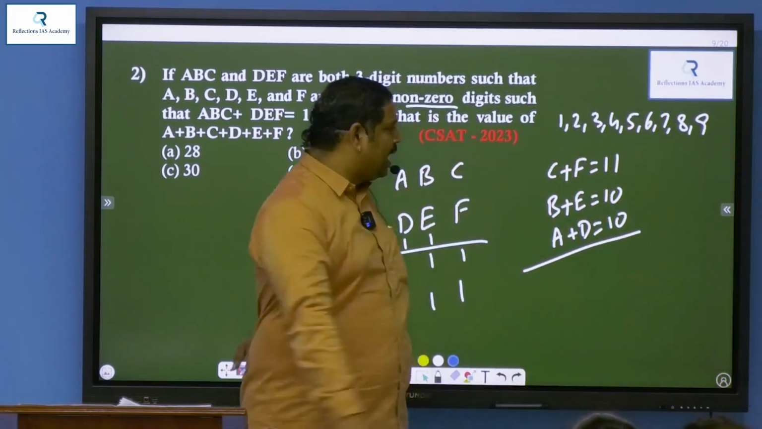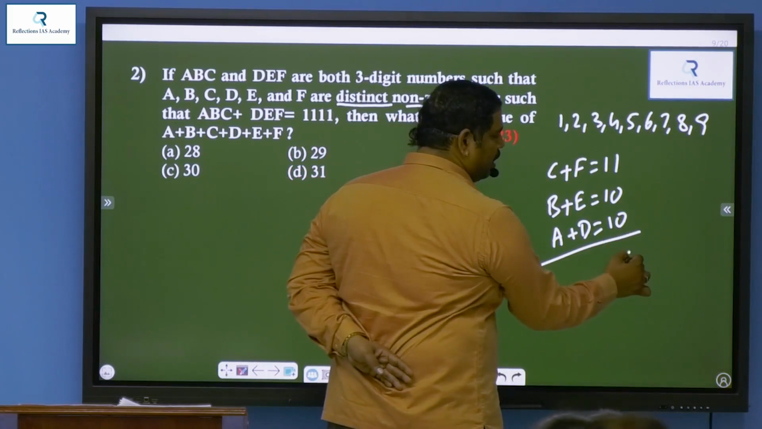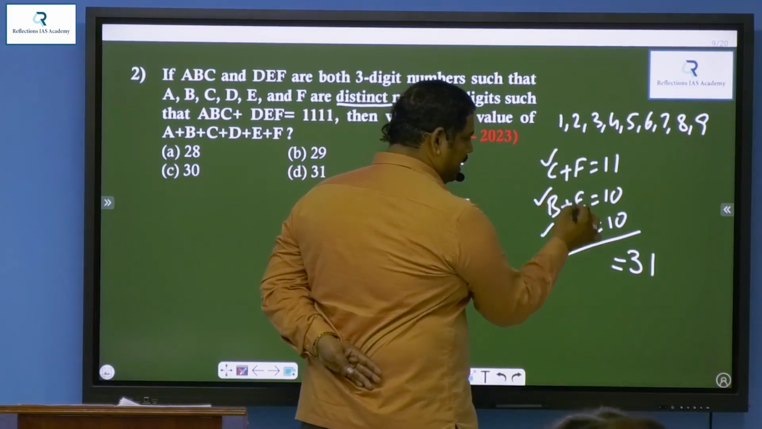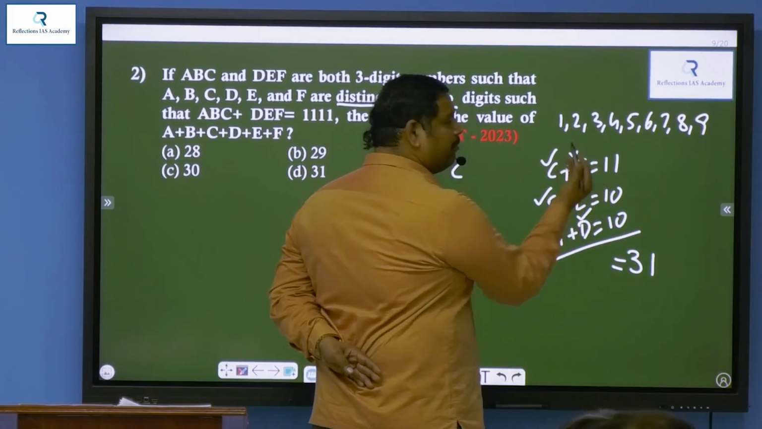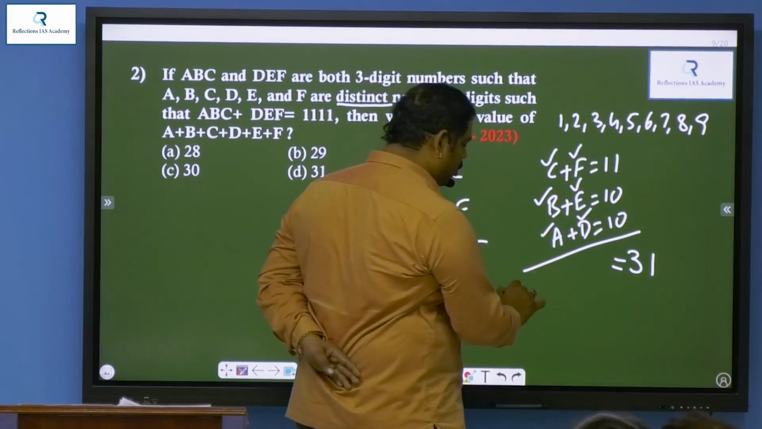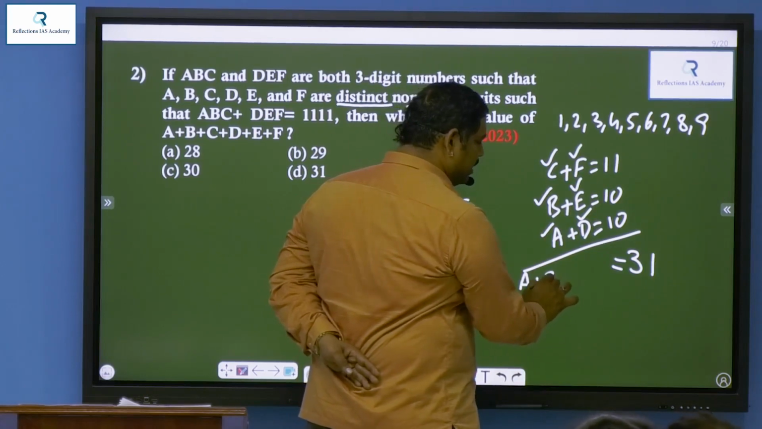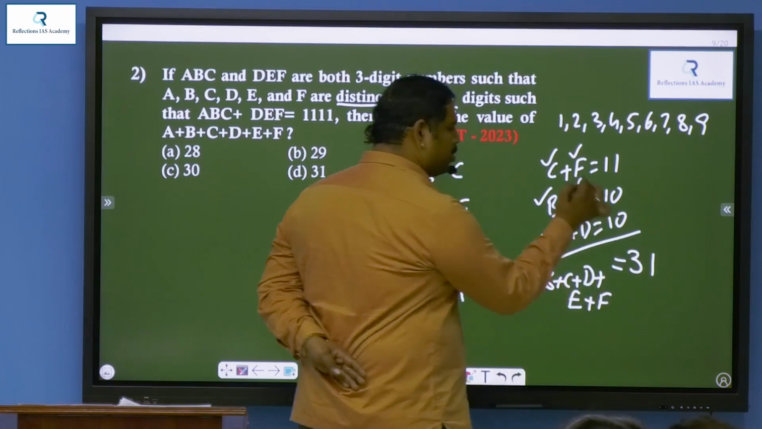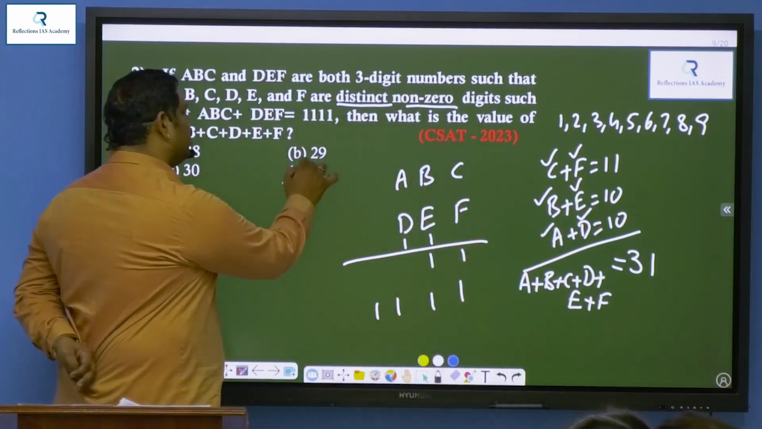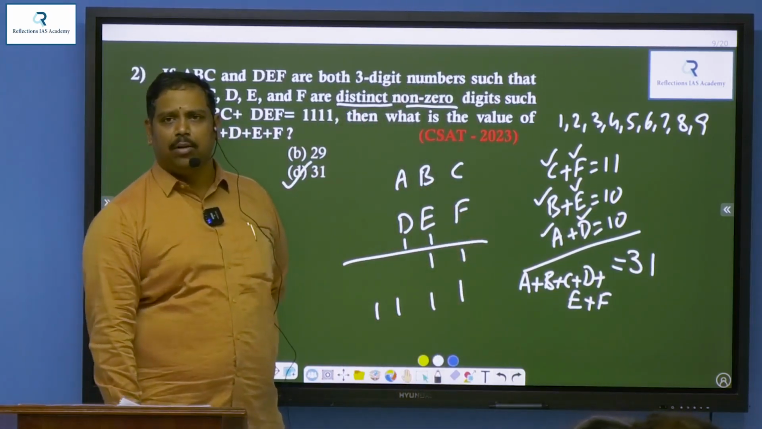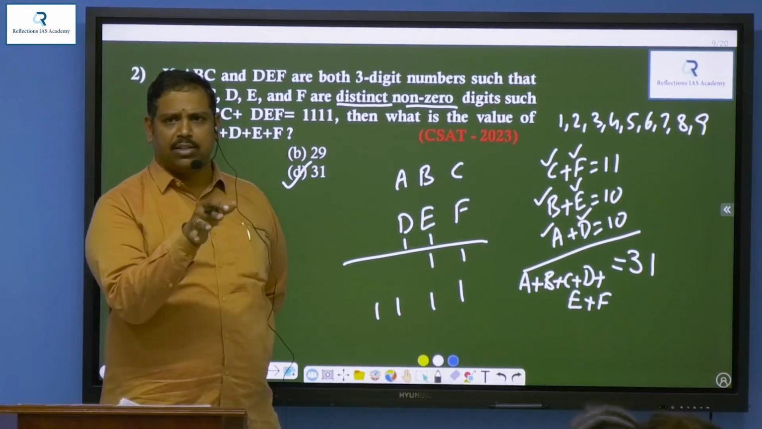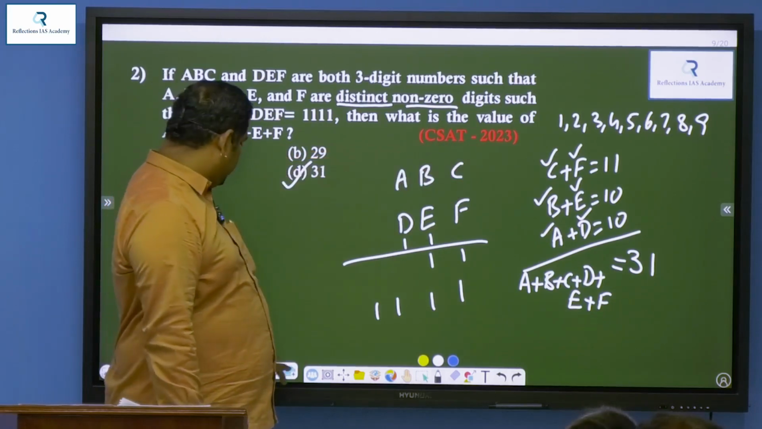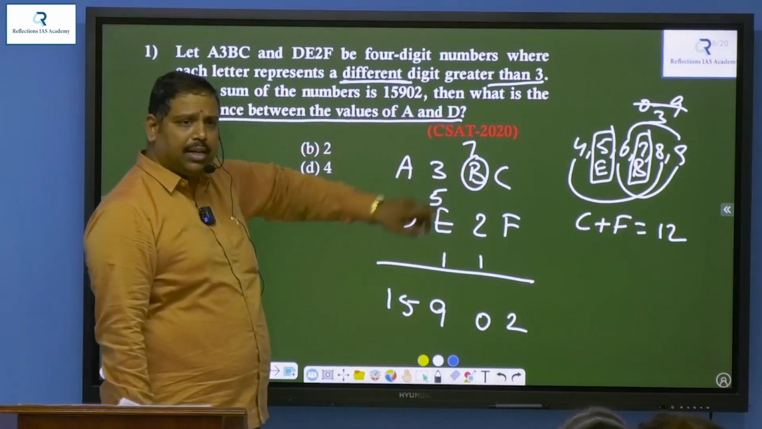If I add on the right side, 11 plus 10 will be how much? 31. If I add on the left side, A plus B plus C plus D plus E plus F, that's what he is asking, right or wrong? It is equal to how much? 31. So which option is the answer? D is the answer. Am I clear? So the last one and this one are similar ones. Okay, good. This is a 2023 question. The previous one is a 2020 CSAT question.